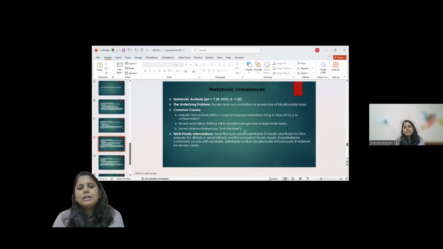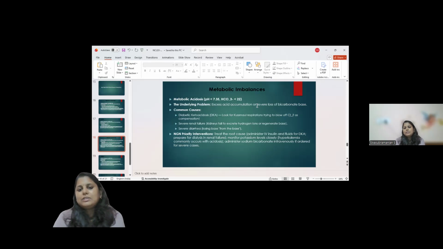Metabolic acidosis means the pH is less than 7.35 and, at the same time, the bicarbonate is also less than 22. As I mentioned, for respiratory the directions are opposite, and for metabolic they are equal. So here the pH and bicarbonate levels are both low, in the same direction. The underlying problems are excess acid accumulation or severe loss of bicarbonate. The causes are mainly due to DKA.